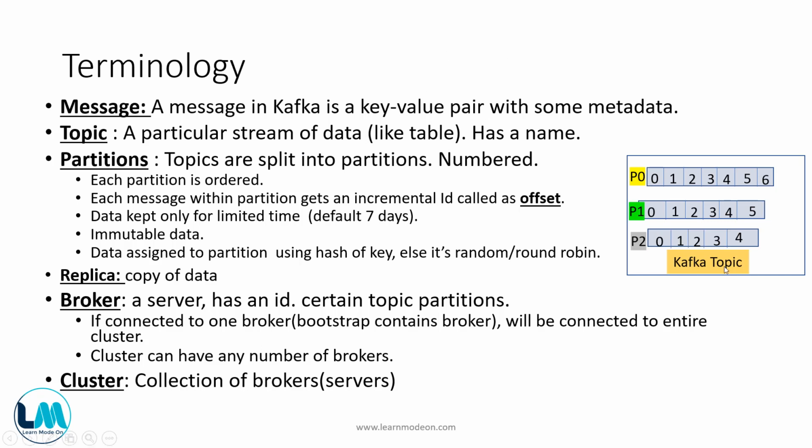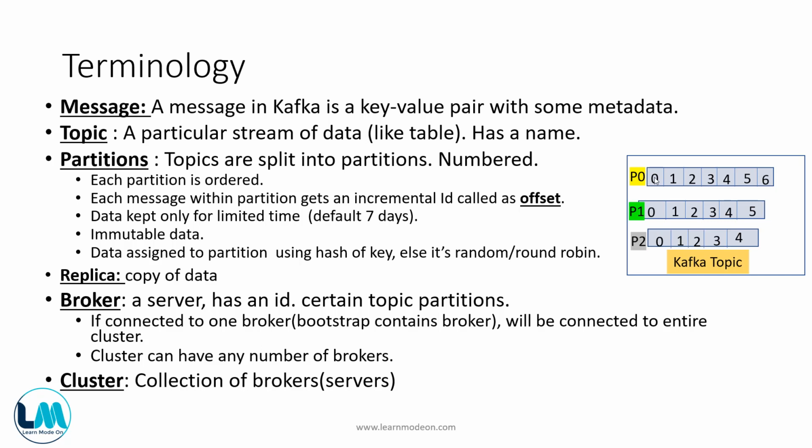Let's suppose we have a topic, and each topic has multiple partitions, and the messages that are being pushed are stored in the partitions, and the messages within the partitions are in order. Each message within a partition gets an incremental ID called offset. So whenever we push a message, it gets a number that's called the offset number, and the data within Kafka is kept for, by default, 7 days. And the data that is pushed to Kafka is immutable, which means we cannot modify it.